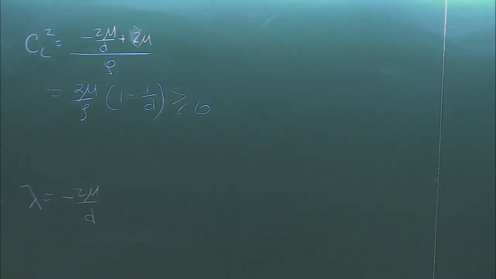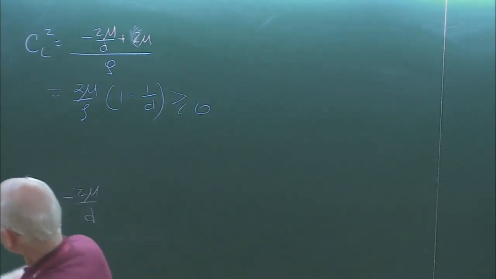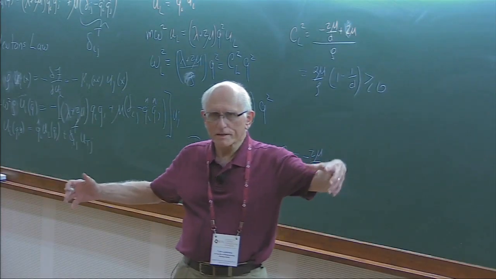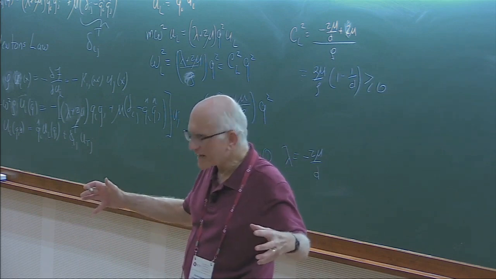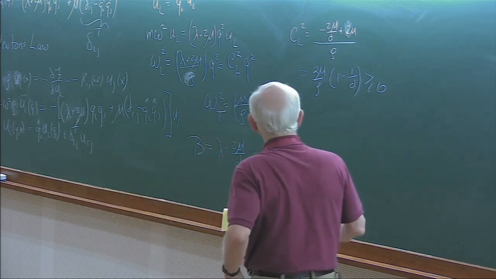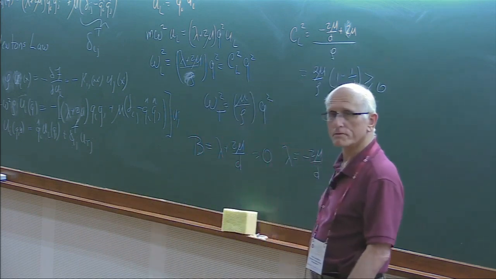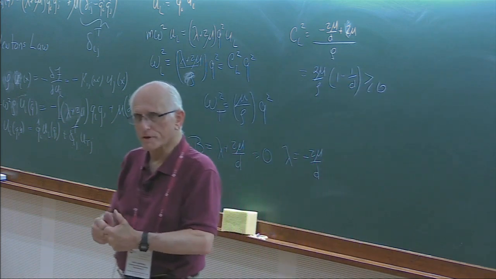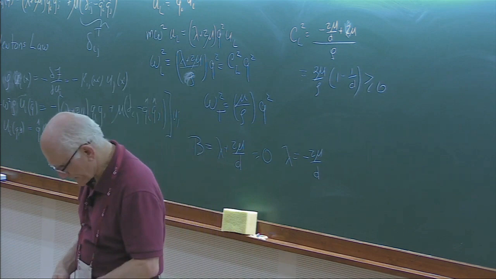So we have this curious behavior that the system is marginally stable. I could even make B negative, which means that it would be unstable with respect to a static compression, yet the sound velocities are still positive. So this is this funny business that you've broken both translational and rotational symmetry, which leads to that behavior.